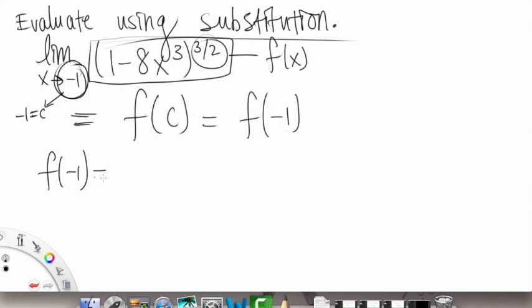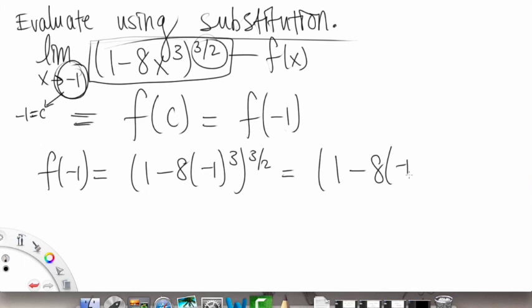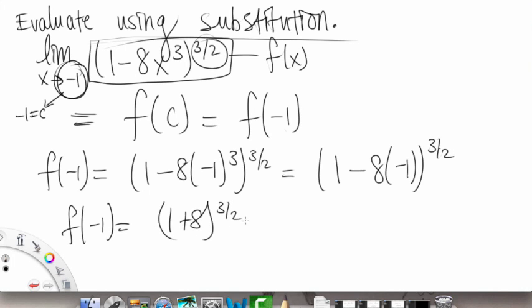f of -1 is equal to (1 minus 8 times -1 to the 3rd power), quantity to the 3 halves power. So this is going to be 1 minus 8 times -1 to the 3 halves power. So f of -1 is equal to 1 plus 8 to the 3 halves, okay? And that turns into 9 to the 3 halves. If you square root that, that's a 3, so that gets rid of the 1/2 part, and then you have 3 to the 3rd, so that's going to be 27.